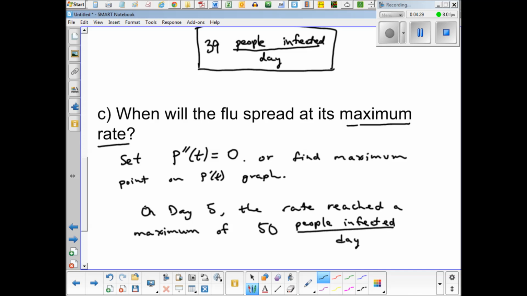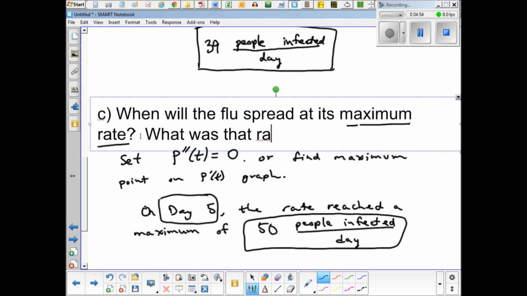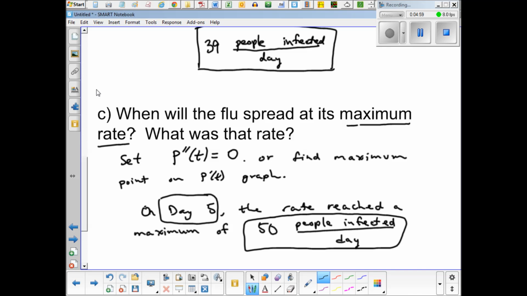Okay. And if you would like to know that rate, you would write 50 people infected per day. Okay, so let's put that question here too. That's an important question too. What was that rate? Okay. Alright, and the book asks the same question. I'm just curious about that 5th day. I want to see the second derivative real quick.